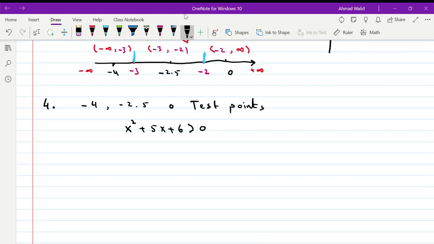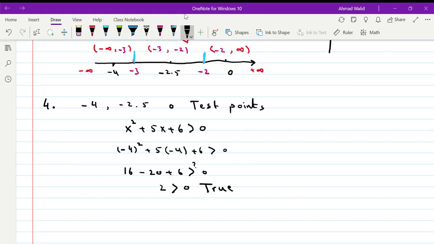For example, I'll plug in negative 4. Here it will be negative 4 squared plus 5 times negative 4 plus 6 greater than 0. Negative 4 squared gives me positive 16. 5 times negative 4 gives me negative 20, plus 6. Is this greater than 0? I'm checking. 16 minus 20 gives you negative 4. Negative 4 plus 6 gives you 2. 2 is greater than 0, right? It means it's a true statement.